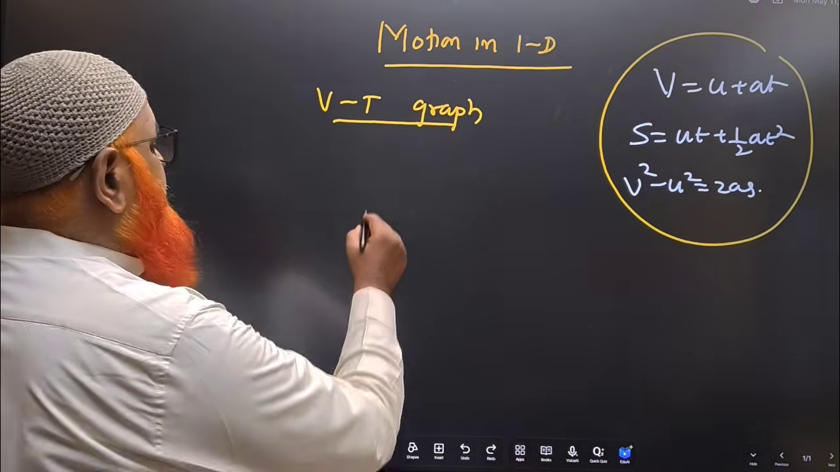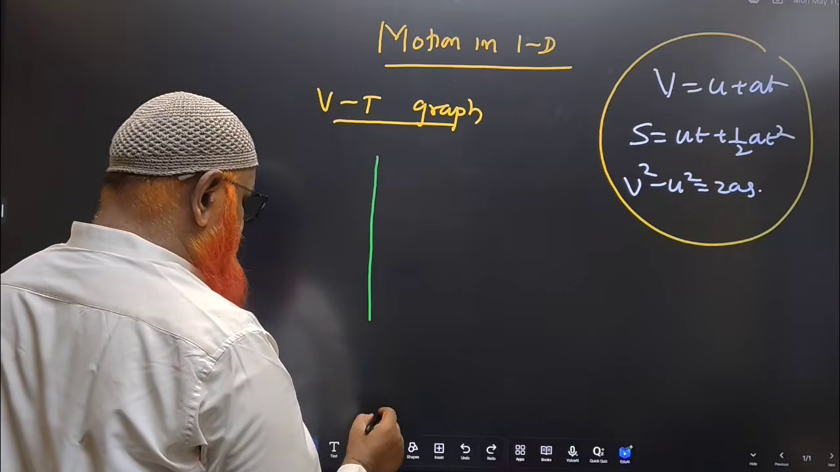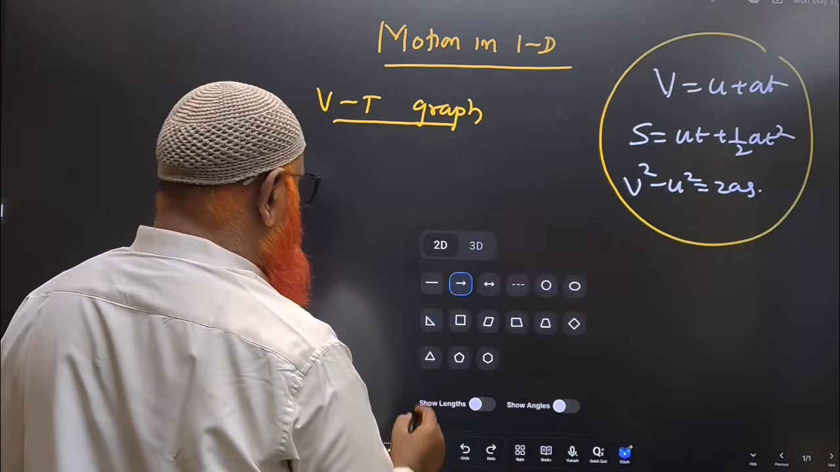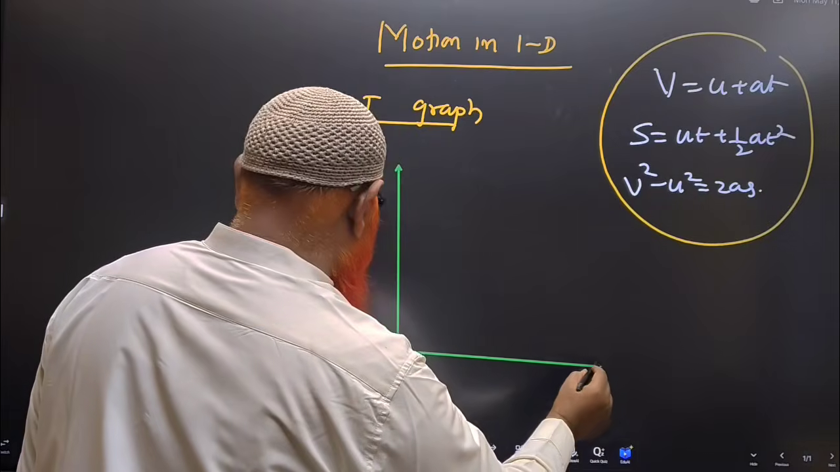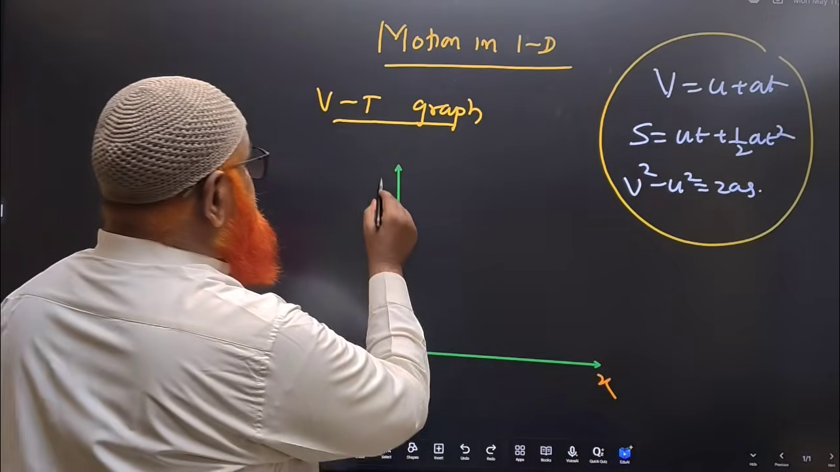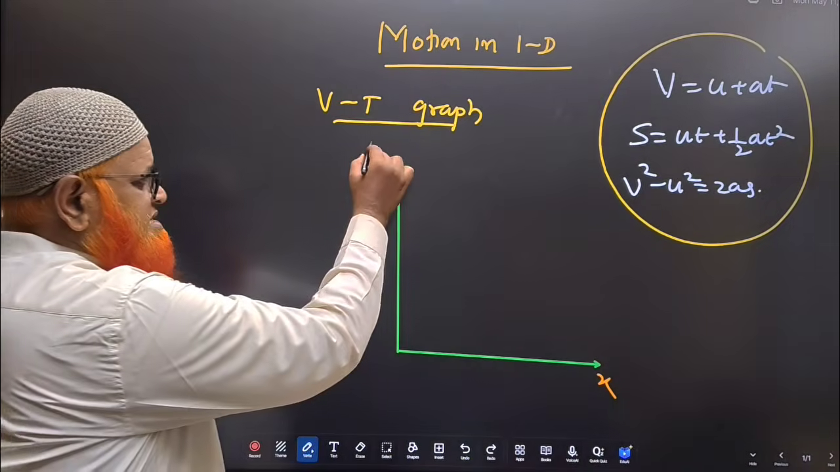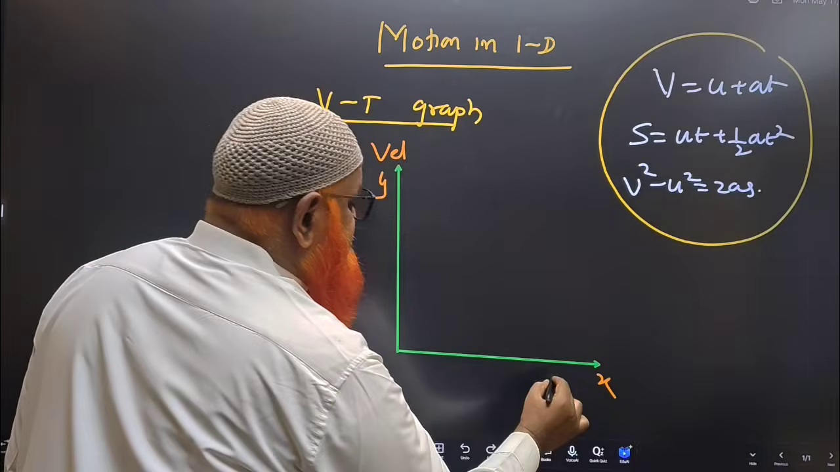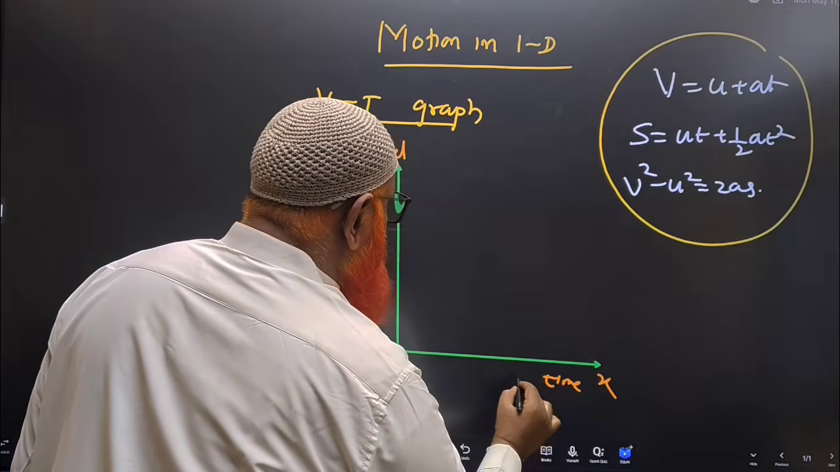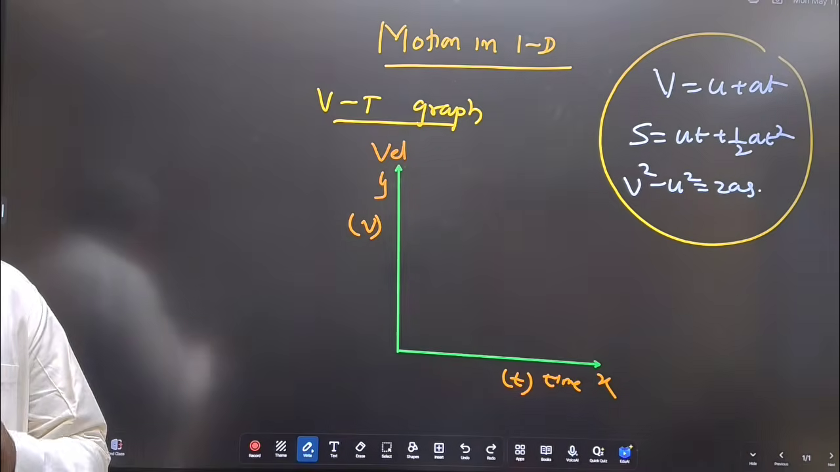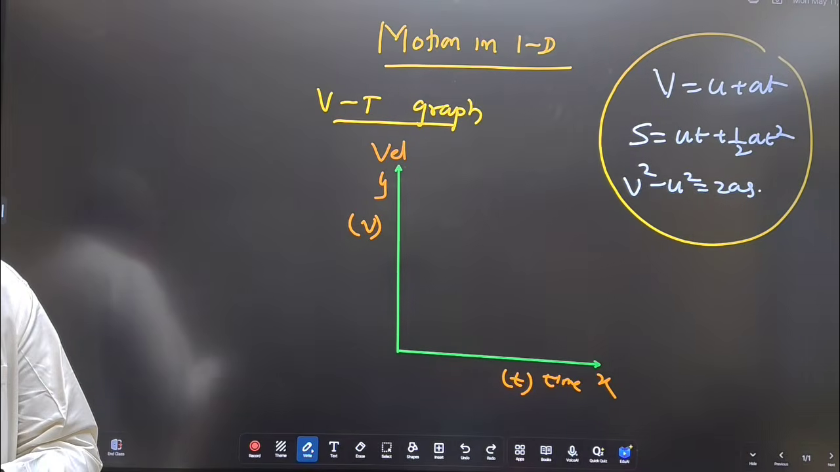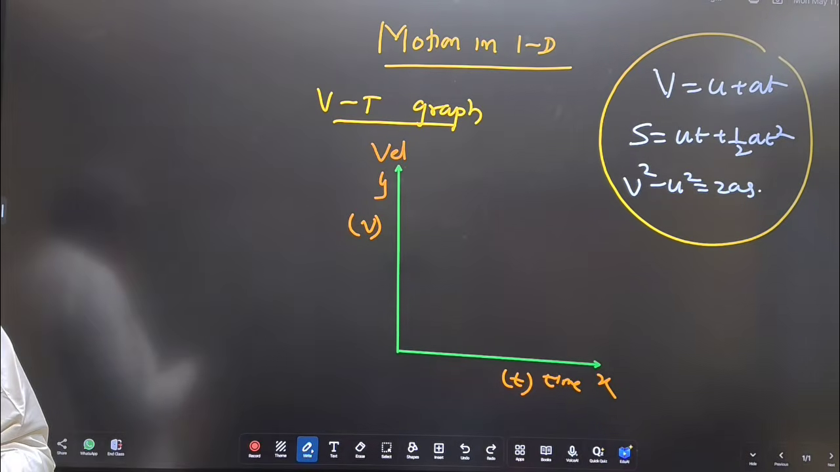For example, if I draw the graph like this, this is the y-axis and this is the x-axis. The y-axis has velocity and the x-axis has time. Time is represented with the letter T, velocity with the letter V. How can you convert the live present situation in terms of graphs? That you have to learn now.